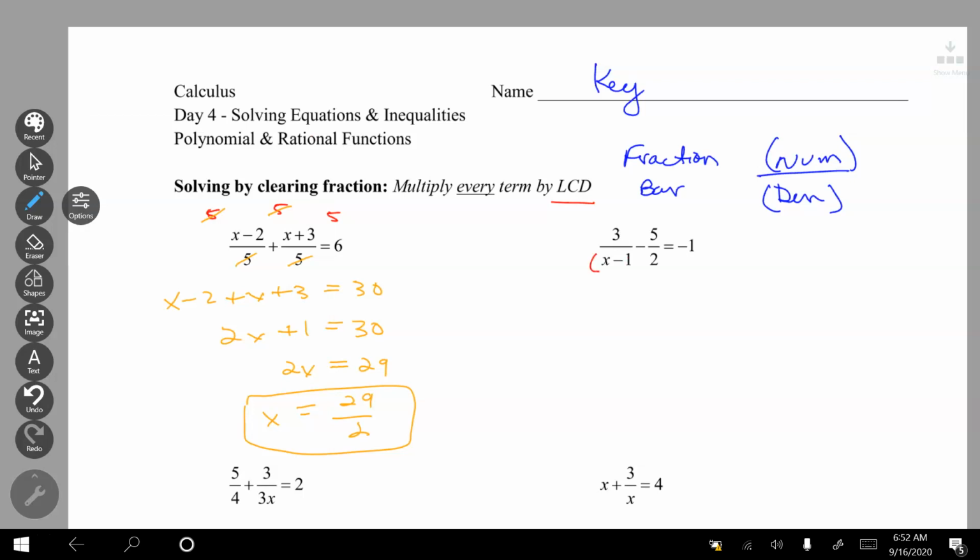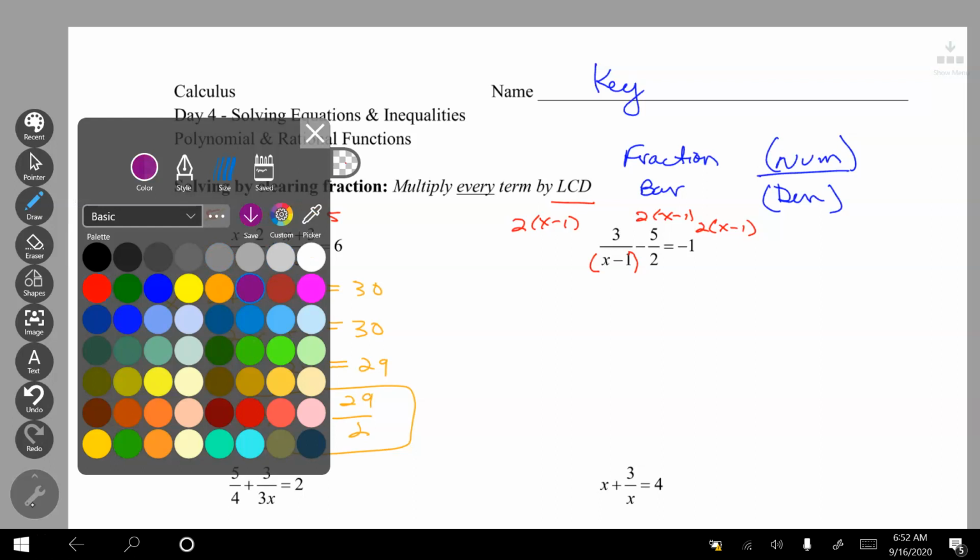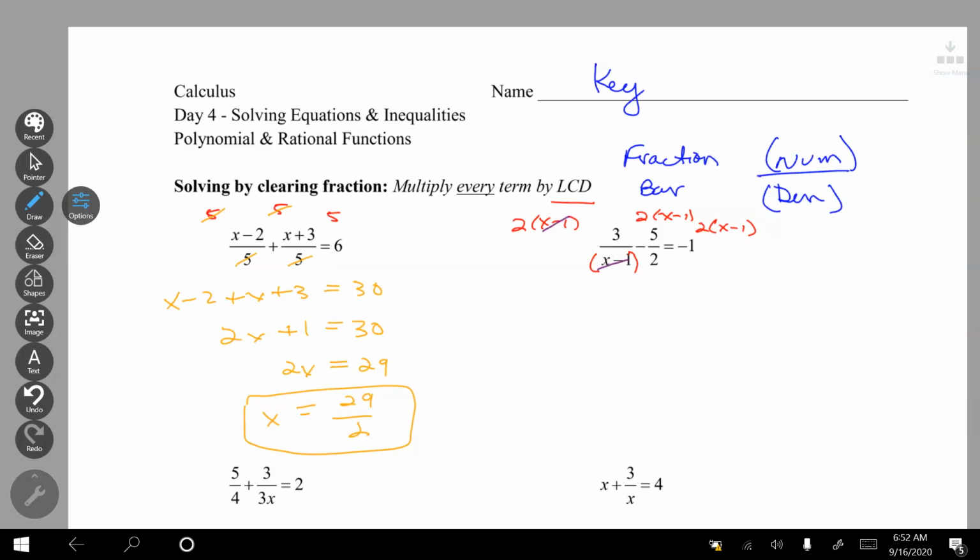x minus 1 is in parentheses. So my common denominator is 2 times x minus 1. I have to do it once, I have to do it twice, I have to do it 3 times. So when I do it the first time, the x minus 1's cancel, and I get 2 times 3, which is 6, minus, the 2's cancel, 5 times x minus 1, and then negative 1 times 2 is negative 2 times x minus 1.